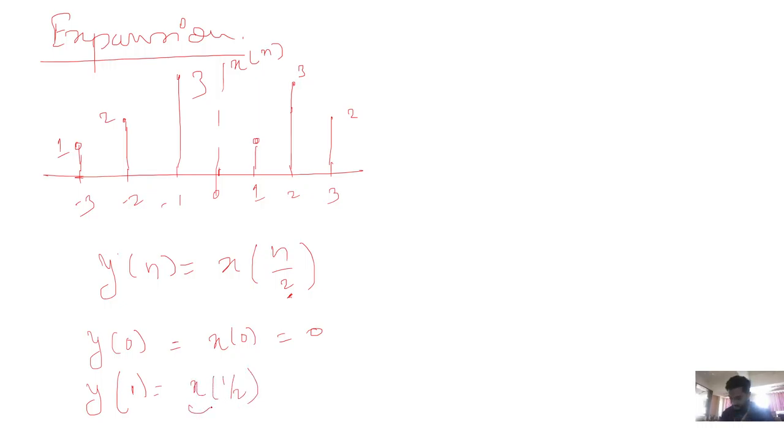x of 1 by 2. But is this a case? Can I write like this? Is it valid? Sample cannot be in the fraction, right? So it cannot be like this, and therefore it is going to be 0. Am I correct? Yes, no?